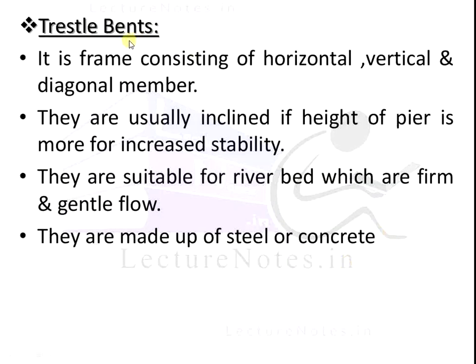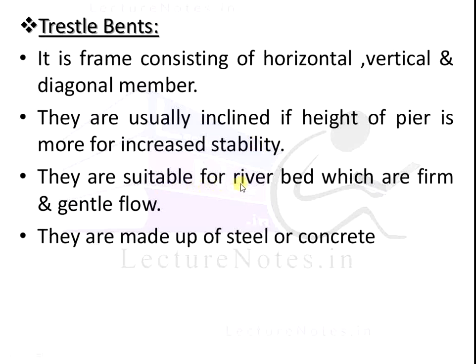Last one is the trestle bent. It is a frame consisting of horizontal, vertical, or diagonal members. The trestle bents are constructed with various horizontal, vertical, or diagonal members. They are usually inclined if the height of the pier is greater, for increased stability.